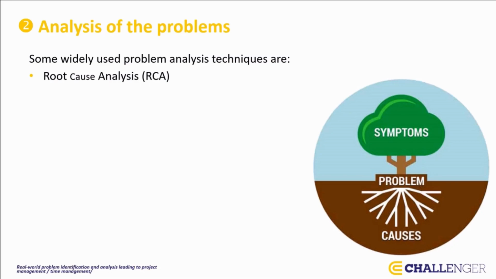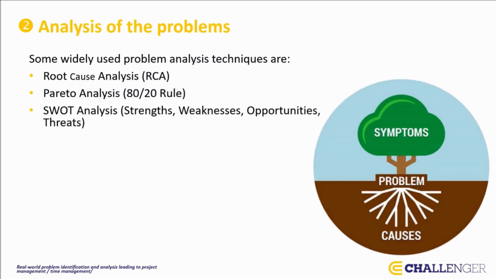So, problem analysis is a critical aspect of project management, and several techniques can be applied to identify and resolve issues. Some widely used problem analysis techniques are root cause analysis. This technique involves identifying the root causes of problems rather than treating the symptoms. Next one is Pareto analysis, based on the principle that 80% of problems are often due to 20% of causes. Already mentioned SWOT analysis. This technique assesses internal and external factors that affect the project's success.